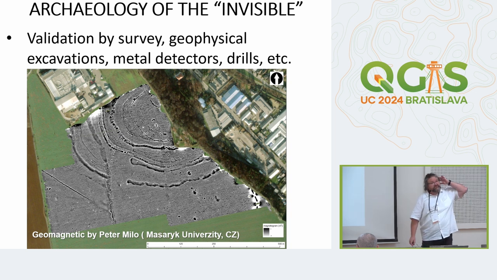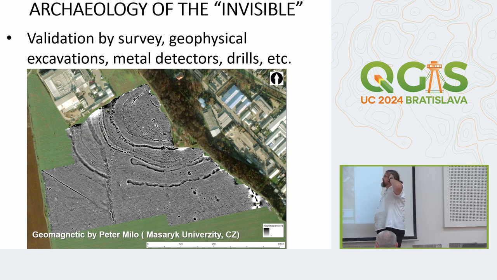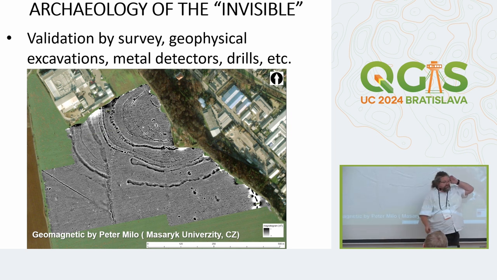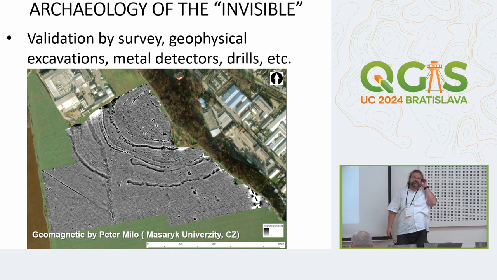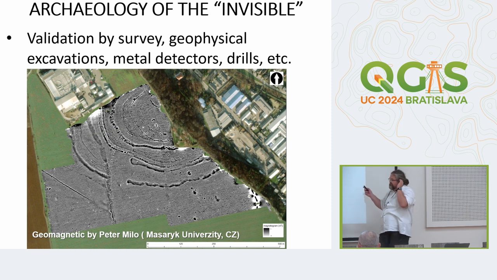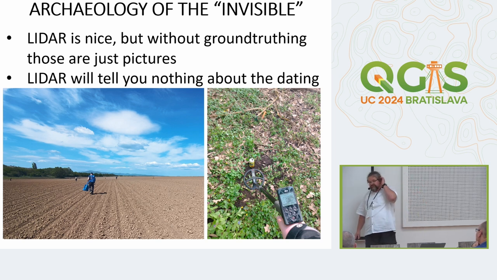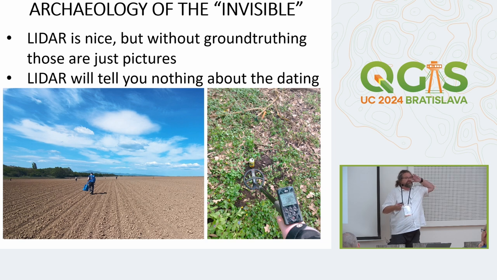Also, we made the ground truthing and validation by geophysics. We found really weird big structures with 60 meter gates, a lot of ditches and so on. And we are pretty sure that it is maybe 7,500 years old, or maybe 3,500 years old from the Bronze Age. And that's one of the disadvantages of the LIDAR. The LIDAR will provide the spatial information about the shapes and features, but you will not have the information about the dating, about the period of this feature.